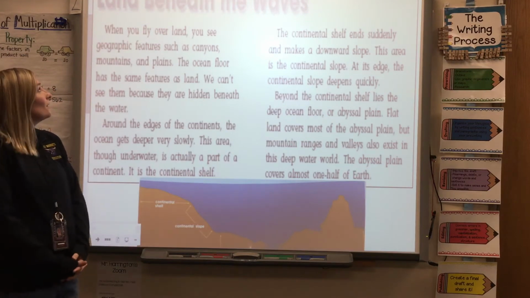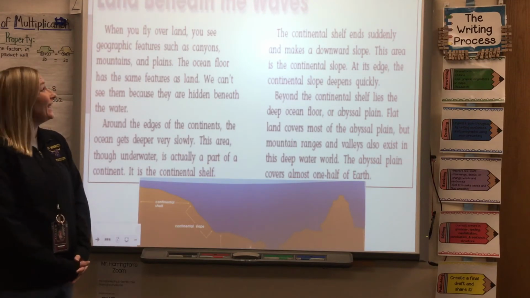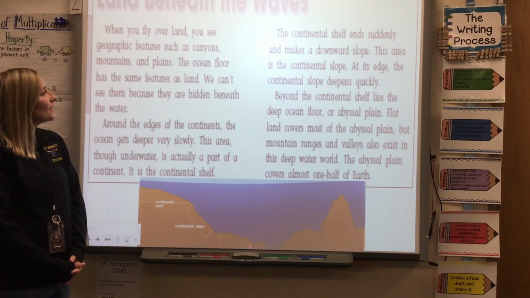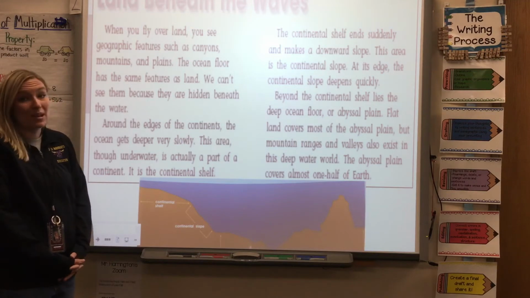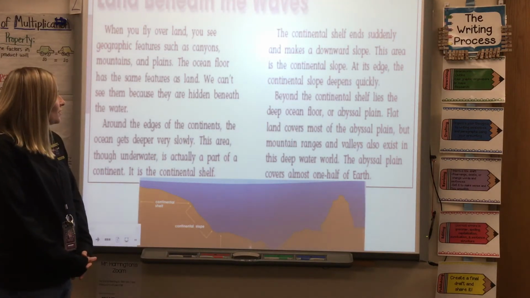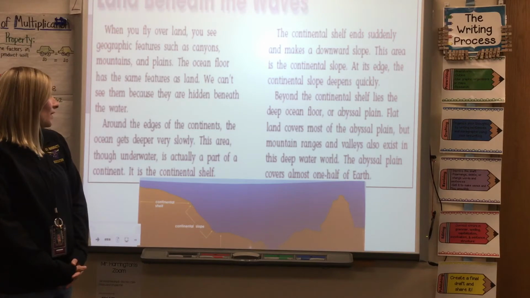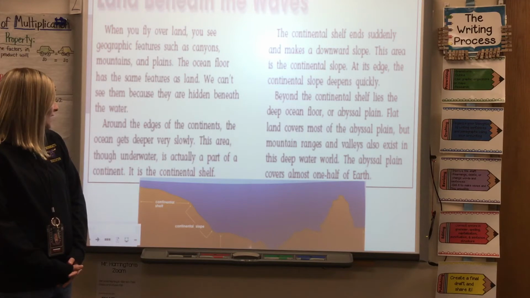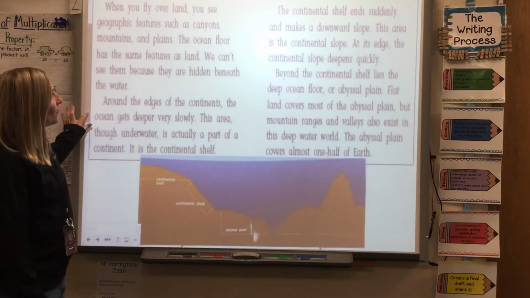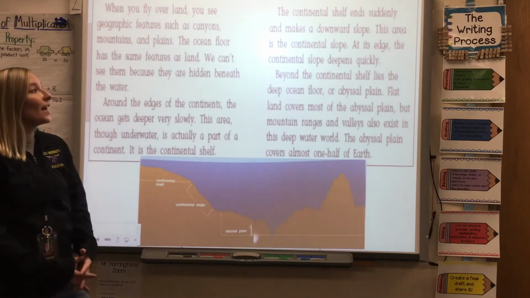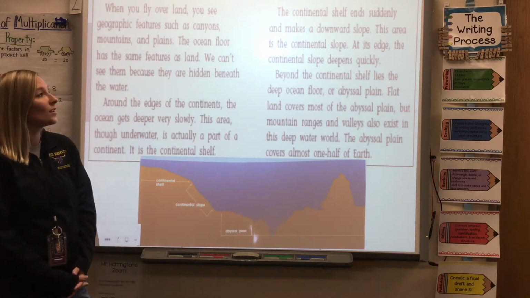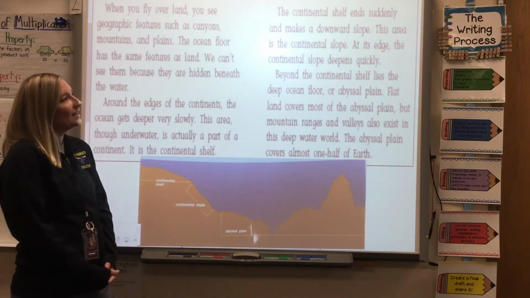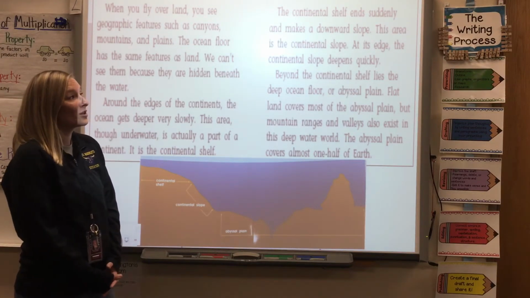When you fly over land, you see geographic features such as canyons, mountains, and plains. The ocean floor has the same features as land. We can't see them because they're hidden beneath the water. Around the edges of the continents, the ocean gets deeper very slowly. This area, though underwater, is actually a part of the continent. It is called the continental shelf. The continental shelf ends suddenly and makes a downward slope. This area is the continental slope. At its edge, the continental slope deepens quickly.